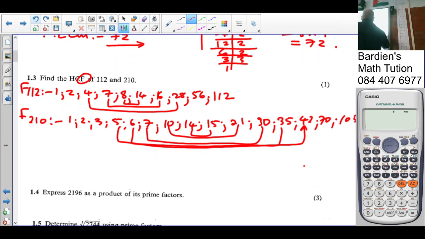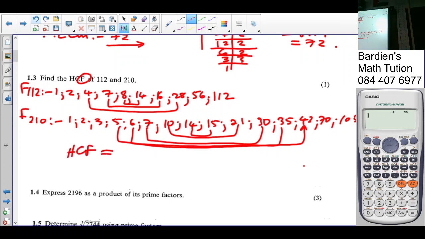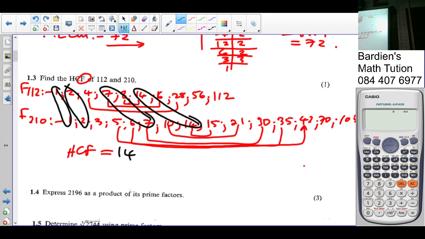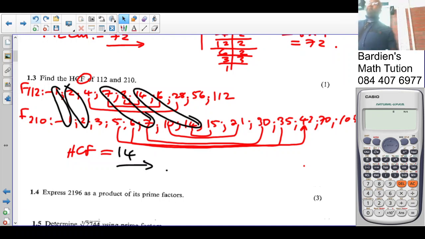And 1 times 210. So what is the highest common factor? These are the common factors: 1, 2, 7, 14. And the biggest is 14, therefore 14. Those that are encircled are your common factors. However, the highest, the biggest one, is 14. What does this tell us? What does this highest common factor tell us? Or what is 14 to this two sets of numbers?